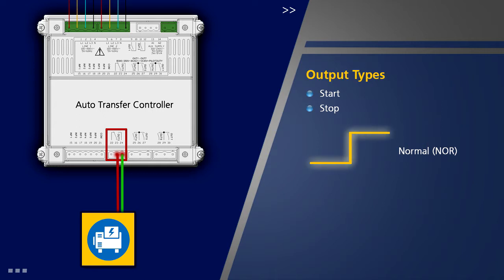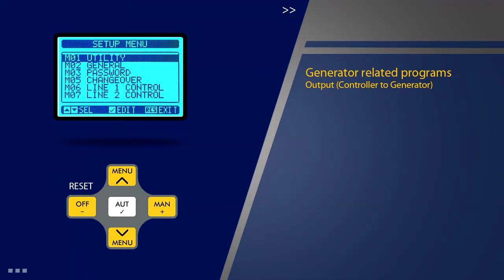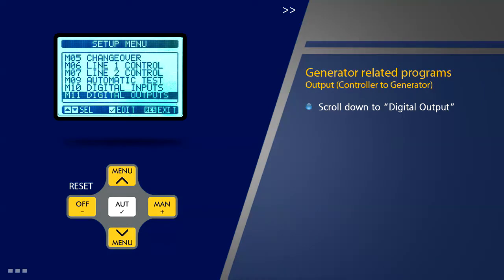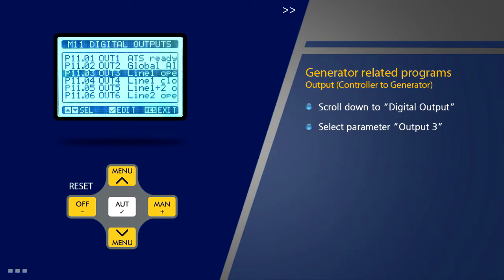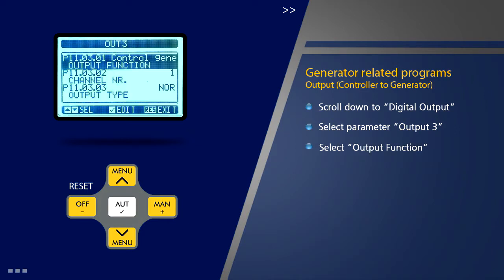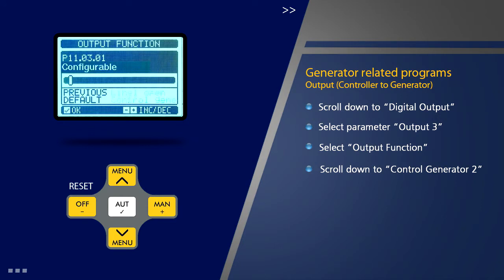An option is also available in which output is high by default and activation leads to de-energizing of that output, which is low to high signal. The procedure for setup is as follows. Scroll down to option 11, Digital Output, on Setup menu page and press OK. Select parameter 3, which is Output 3, on this page and press OK. Select the option Output Function, which is the first option on this page, and press OK. Now scroll down to select the option Control Generator 2 and press OK.